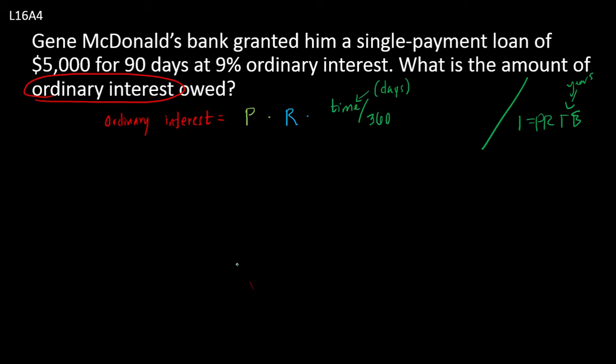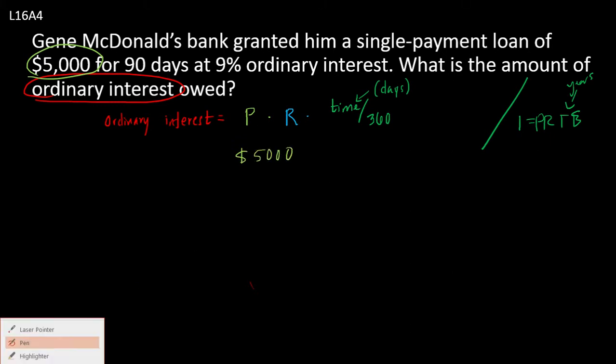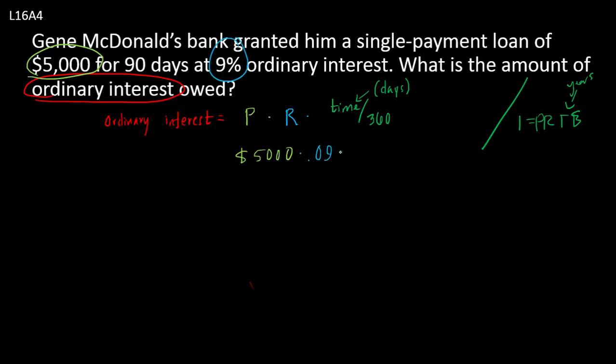So calculating ordinary interest is pretty straightforward. We just fill in the information. Ordinary interest will be equal to principal, which is $5,000, times rate, which is 9%. Remember always to convert that to a decimal. We can't multiply with percentages. Times time, and this is a 90-day loan, so we take our 90 days and divide by 360.